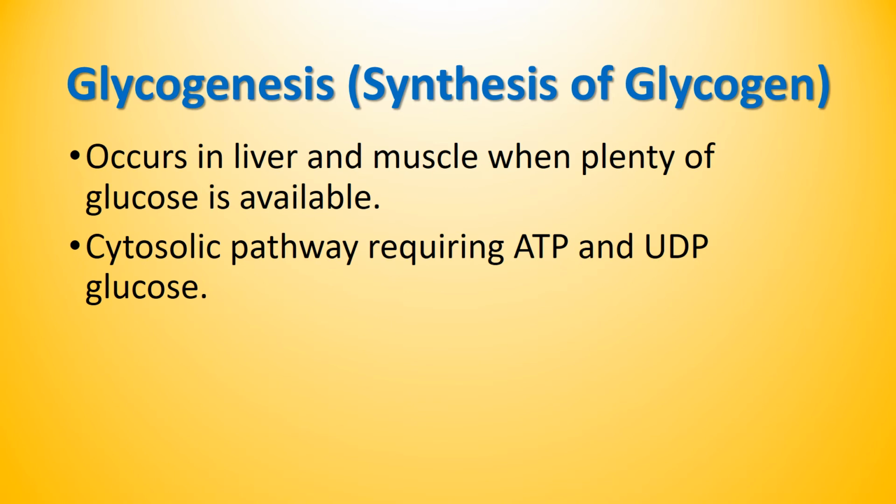Next is glycogenesis, that is the synthesis of glycogen. Synthesis of glycogen occurs in liver and muscle when there is plenty of glucose. When glucose is present in excess amount, it is converted into glycogen. The cytosolic pathway requires ATP and UDP glucose for the synthesis of glycogen.